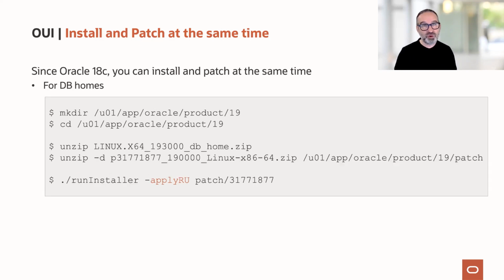And the same, of course, works for the database. Same thing here. I create a directory for my database home. I unzip the base release 19.3.0. I unzip also the most recent release update. And then I run the installer with -applyRU, and I pass on the subdirectory. Now here I created another subdirectory and unzipped the patch into a subdirectory. And there's a reason for that.